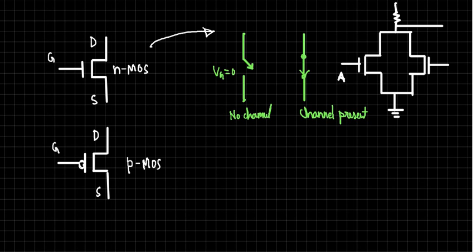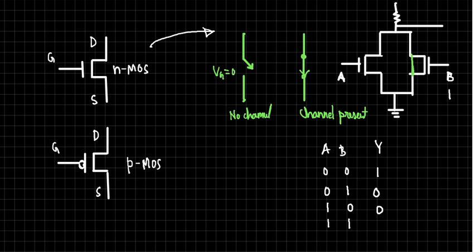This is A input, and this is B. Tell me the logic it is implementing. Let's take cases, A, B. When it is 0, 0, gates are given 0, 0, are they conducting? No, so the output is VCC. When it is 0, 1, one of them is conducting. When one of them is conducting, it is directly connected to ground. The channel is formed, so there is a path to the ground. What is the output? Zero. If it is 1, 0, still zero.